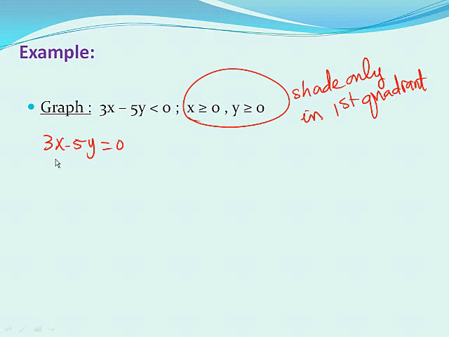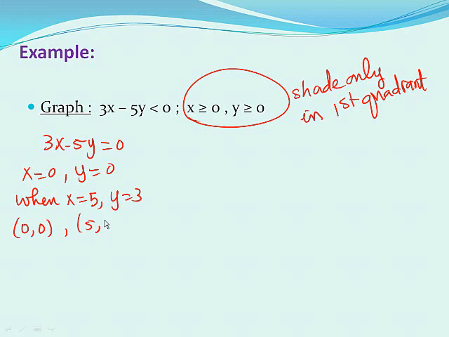We need to calculate 2 points on this. So when x equal to 0, we will get y equal to 0. And we can also substitute x equal to say 5. Then 3 times 5 minus 5y equal to 0. That tells us that 5y will be 15, so y will be equal to 3. So we have 2 points, the origin and the point (5, 3).